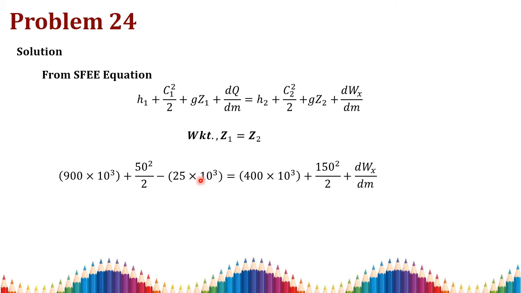From the steady flow energy equation we can write h1 plus c1 square by 2 plus g z1 plus dq by dm, equal to h2 plus c2 square by 2 plus g z2 plus dWx by dm. The datum levels are equal, so we can neglect these two terms and substitute all the given values. h1 is given, c1 is given, and dq by dm is minus 25 kilojoule per kilogram. Before substituting, you have to convert all the terms into SI units. Don't substitute in kilojoule or kilopascal, substitute all the values in joule only. Then you will get dWx by dm as 465,000 joule per kilogram.